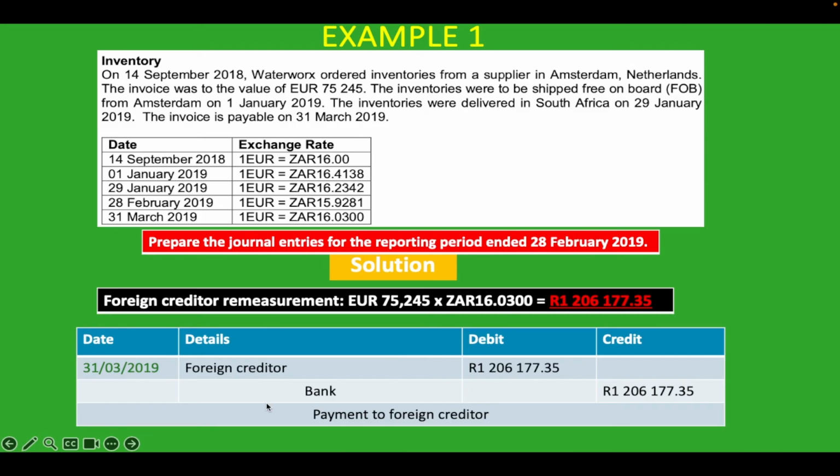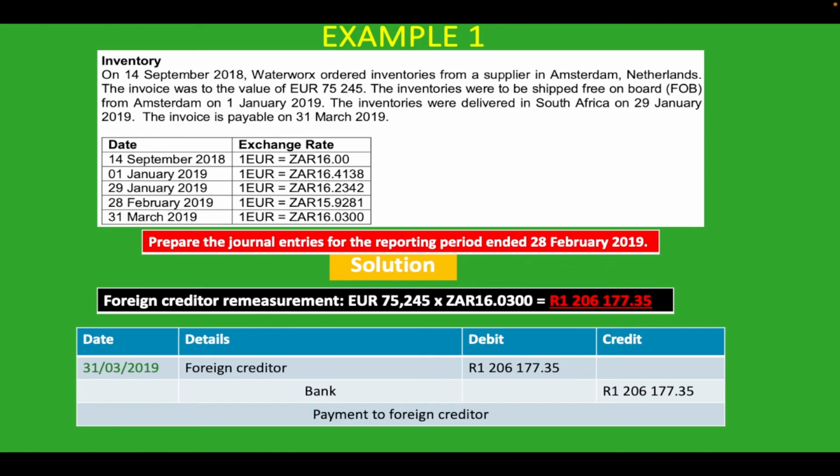Now, if you want to make sense of it all, if you put all your journal entries together, you will see that we credited foreign creditor when we recognized our inventory because it was free on board shipping point or from the supplier's location, Amsterdam. And then you deduct foreign creditor on the debit side because of the foreign exchange gain. And then you add back foreign exchange loss because we credited our foreign creditor again. And it should give you this exact same amount. If it doesn't, you've made a mistake somewhere else.